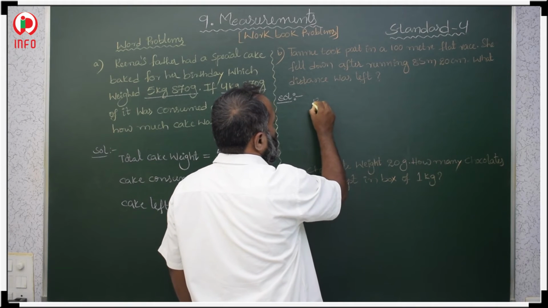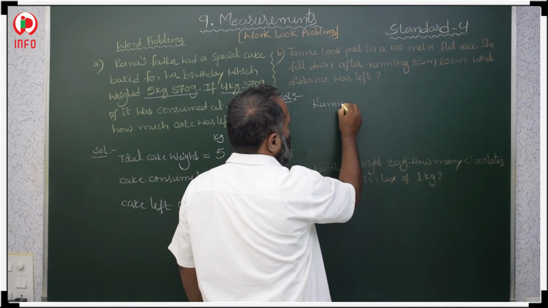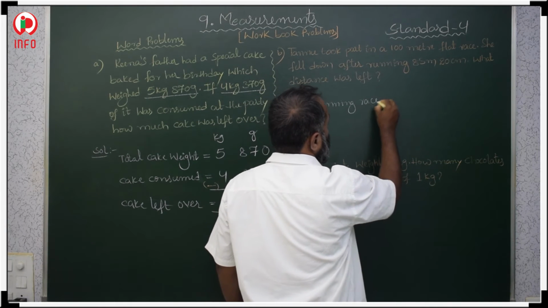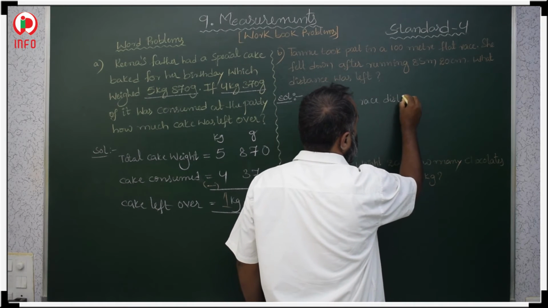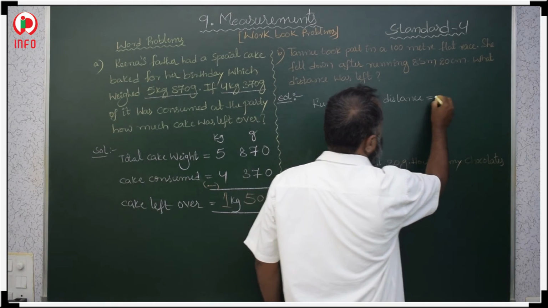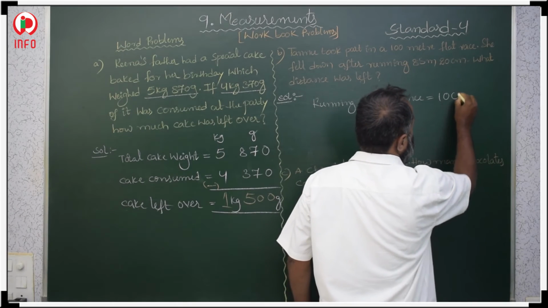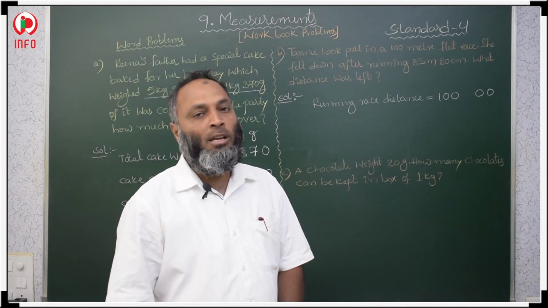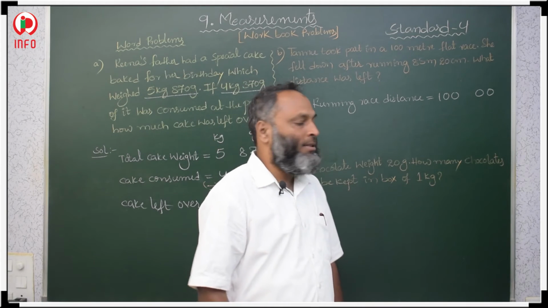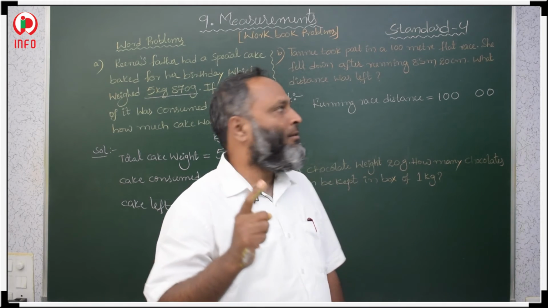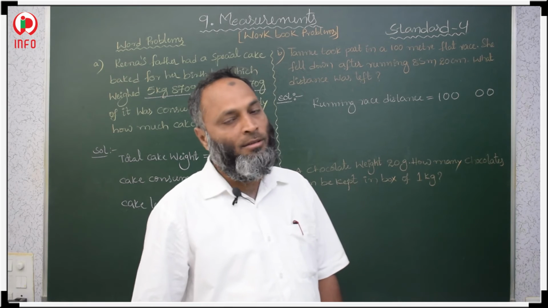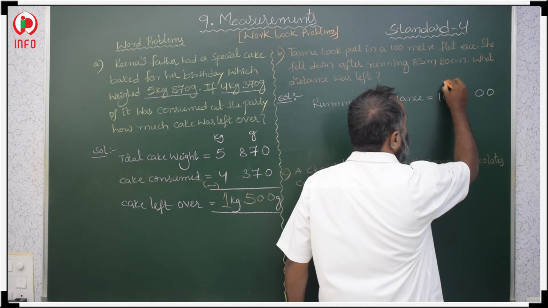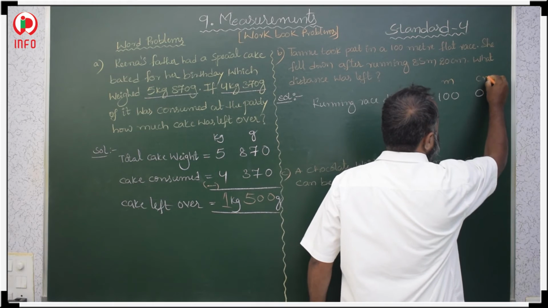Running race distance, that is 100 meters. Here there is no centimeter, so in the centimeters place we keep 2 zeros. Why do we keep 2 zeros? Because 1 meter is equal to 100 centimeters. That is why only 2 digits will come in centimeters. So this is in meters, this is centimeters.